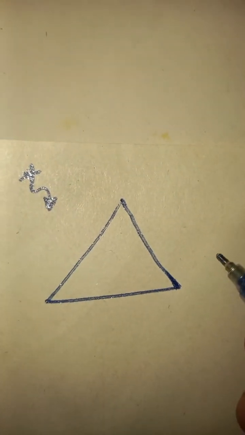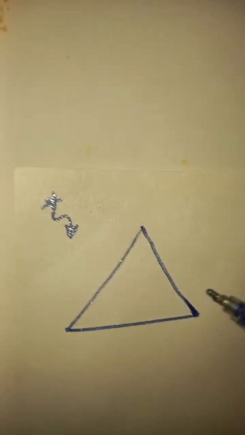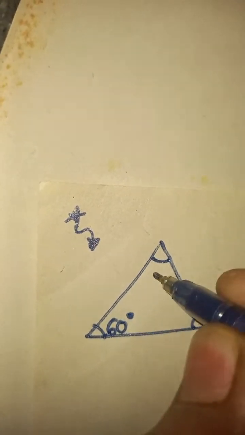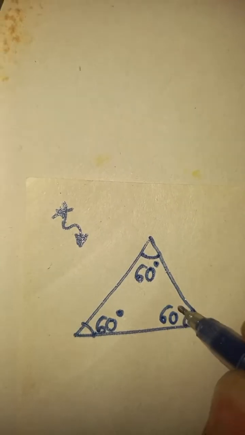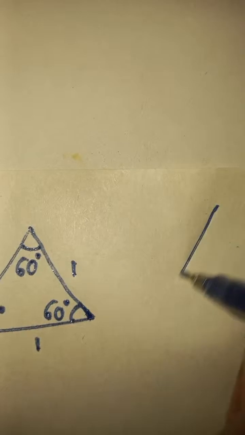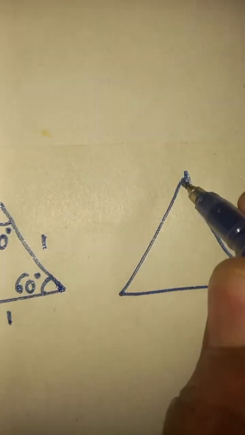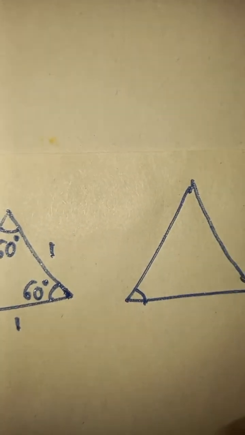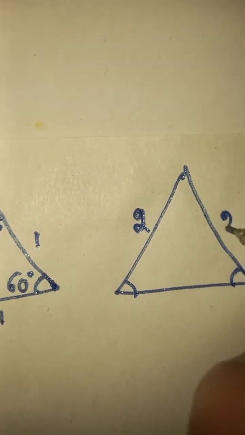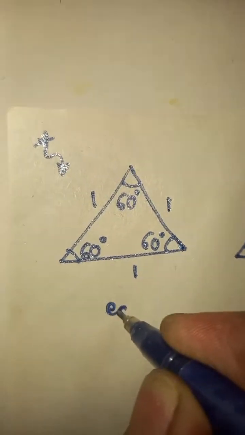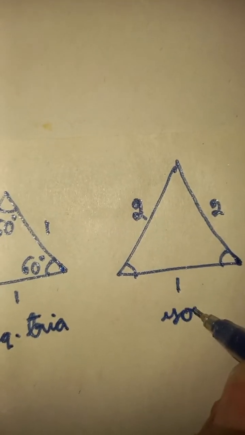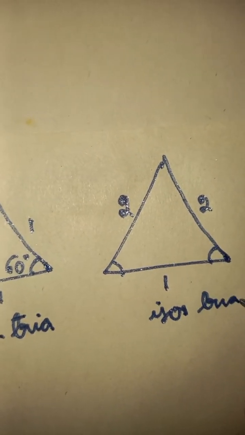In a triangle, there are three different types. If all three angles and all three sides are equal, then it is known as an equilateral triangle. Here all three sides are one unit. If any two sides are equal and exactly two angles are equal, they are known as an isosceles triangle. This is an isosceles triangle, this is an equilateral triangle, and this is an isosceles triangle.